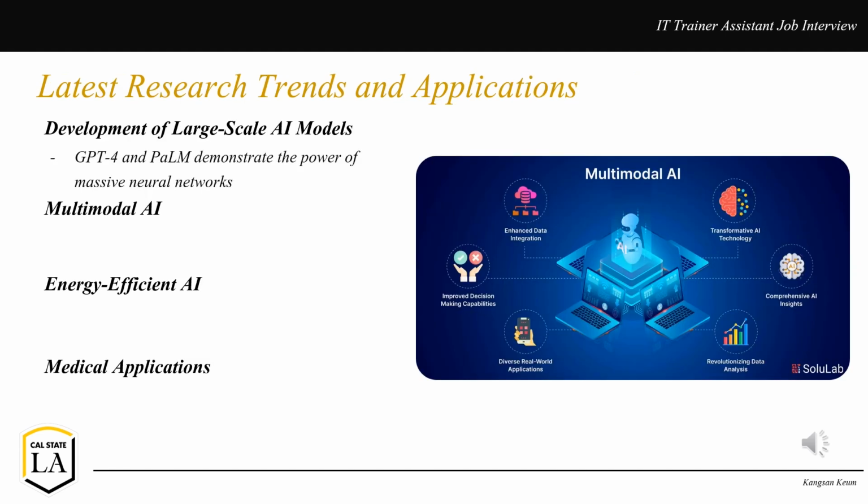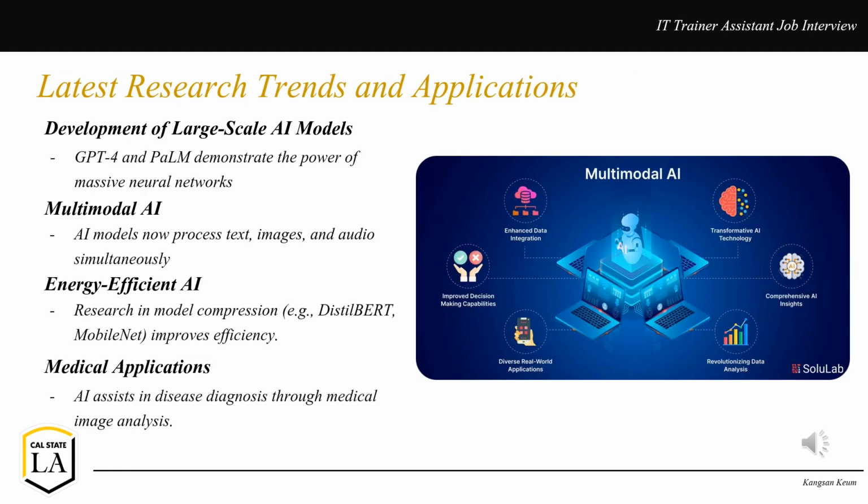Backpropagation is not just a theoretical concept. It plays a vital role in cutting-edge AI research and applications. Some of the most significant advancements in recent years include, first, development of large-scale AI models. Models like GPT-4 and PaLM demonstrate the power of massive neural networks. These models contain billions of parameters trained using backpropagation to understand and generate human-like text.